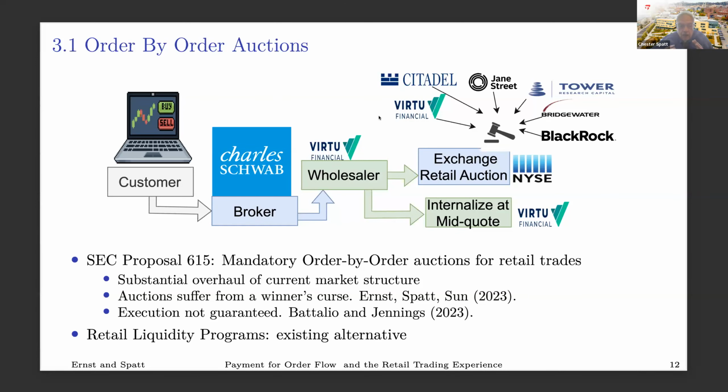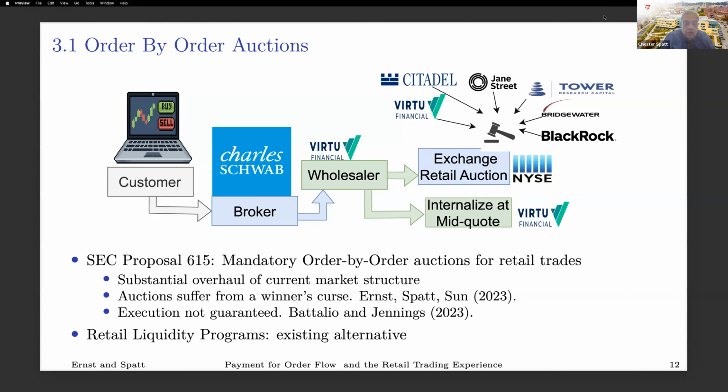So the heart of the SEC's current proposal, which has proved to be quite controversial, is a new Rule 615 that would mandate order-by-order auctions for retail trades where the retail trades do not otherwise have the opportunity to be executed at the mid-quote. So these order-by-order auctions would lead to a substantial overhaul of the current market structure. And I think our thinking is that the current market structure in the equity markets is actually quite competitive because the brokers hold the feet of the wholesalers to the fire based upon their past performance.